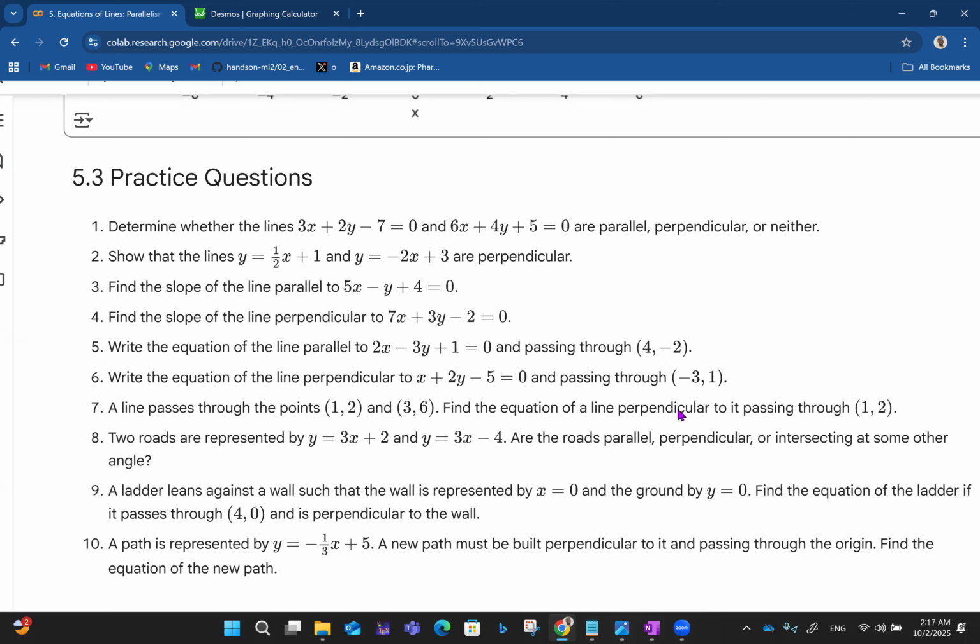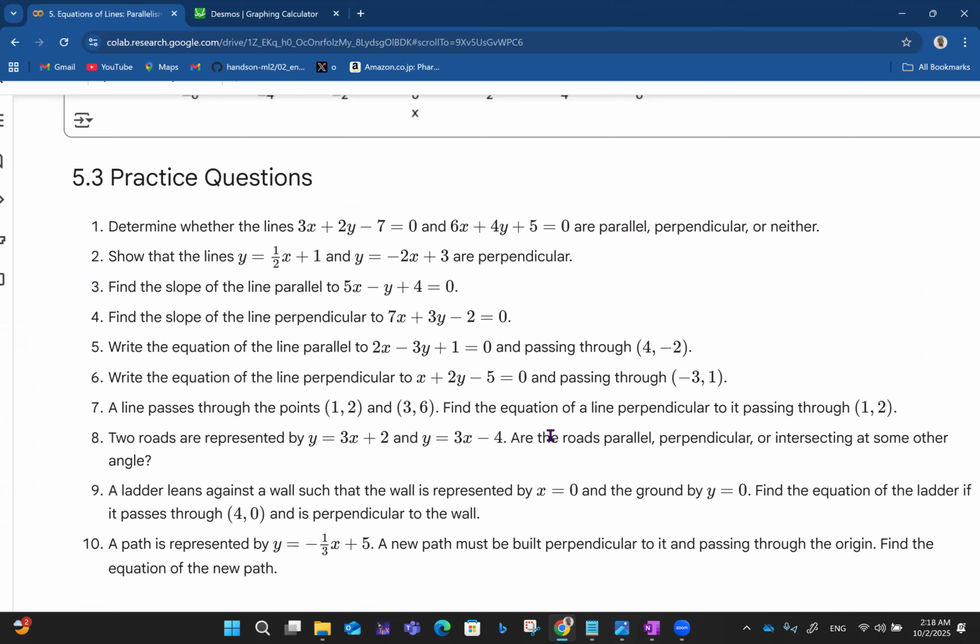Then you want to show that the lines y equals minus half x plus 1 and y equals minus 2x plus 3 are perpendicular. Of course, this is clear. The slope here is minus half, the slope here is minus 2, so minus 1 over minus half is 2, and so on. You can try your hands on the rest.